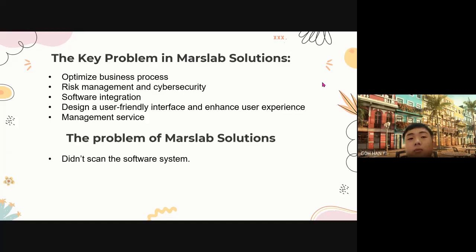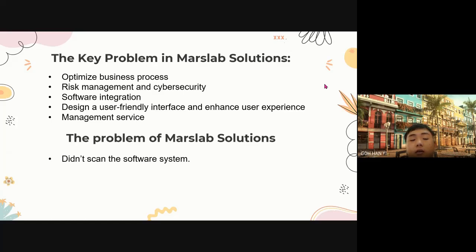Okay, the first key problem is optimized business process. To improve the organization's efficiency, MarsLab Solution must simplify the organization's business process. The benefit is to let the organization reduce costs, increase productivity, and improve efficiency. The organization's existing workflows will be analyzed by MarsLab Solution. They find out the bottleneck and provide an optimized process utilizing technology, such as a workflow management system and data analytics.